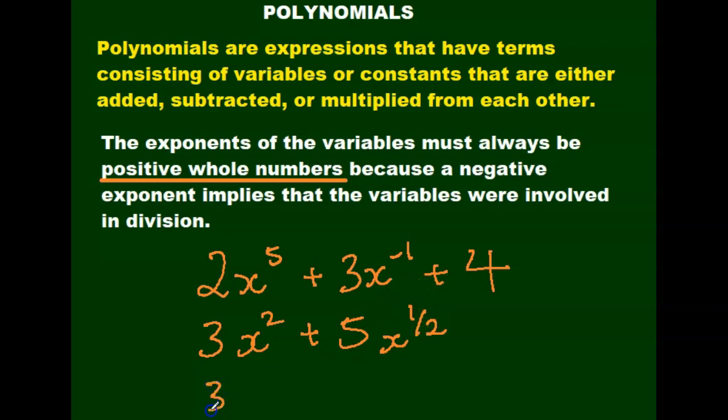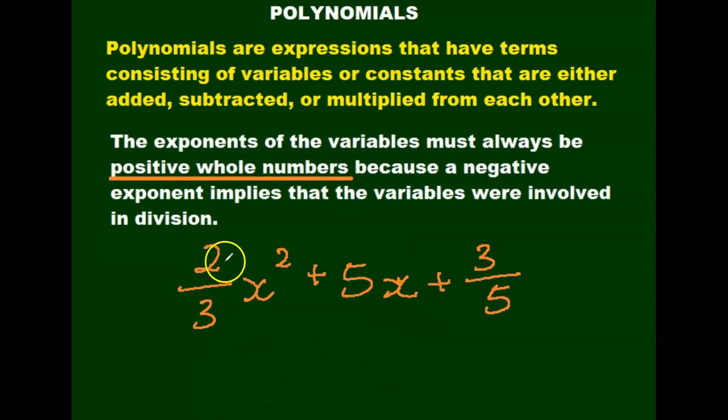Also note that if I wrote it as 3x squared plus 5 square root of x, which is the same as x to the power of half, again, not a polynomial. Note though that if I have an expression like this, it is a polynomial. As you can see, the exponents are all positive whole numbers, even though I have a fraction here and here.